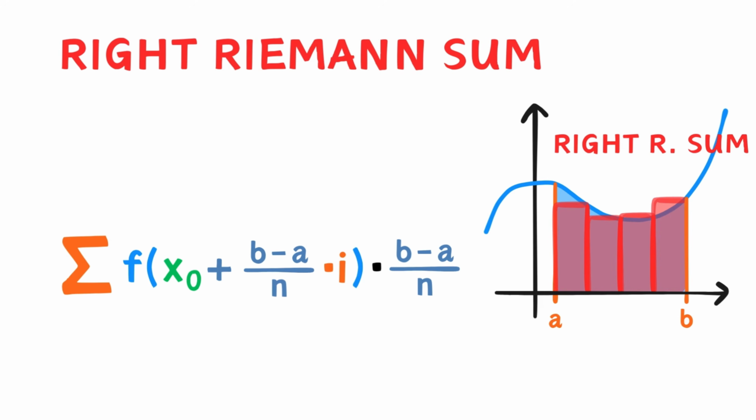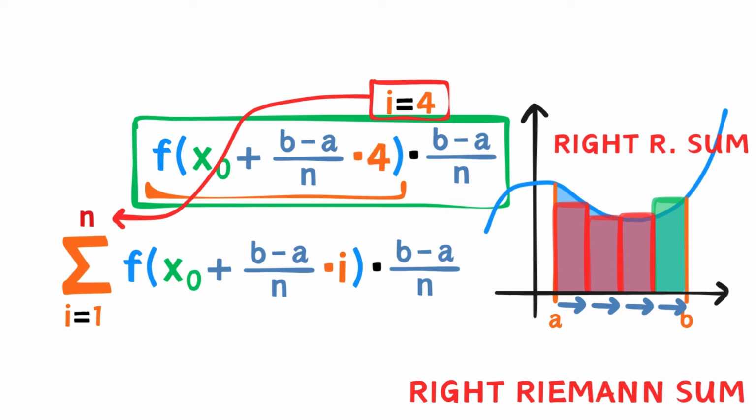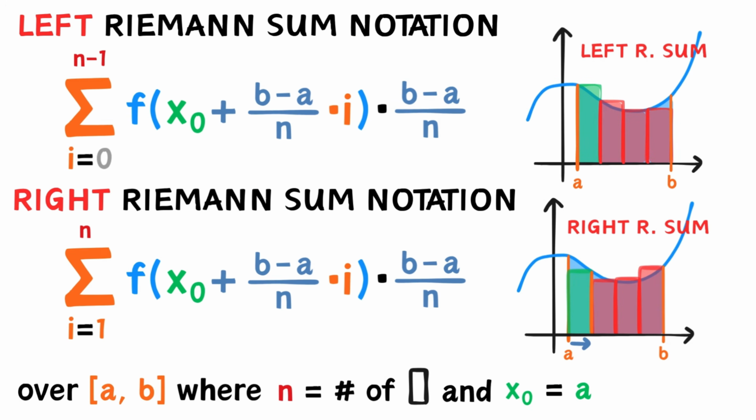Notation for the right Riemann sum is very similar. The height of a right Riemann sum is on the right side instead of the left side. So instead of starting our index at 0, we can just make it 1. This ensures we automatically start on the right side of each rectangle, and we increment the index by 1 until we reach n. And these are the notations for the left and right Riemann sums.